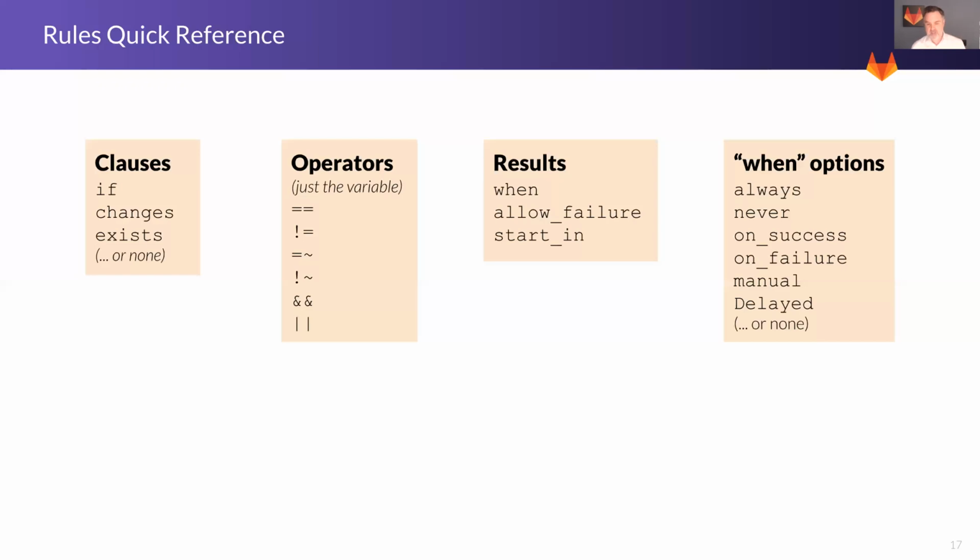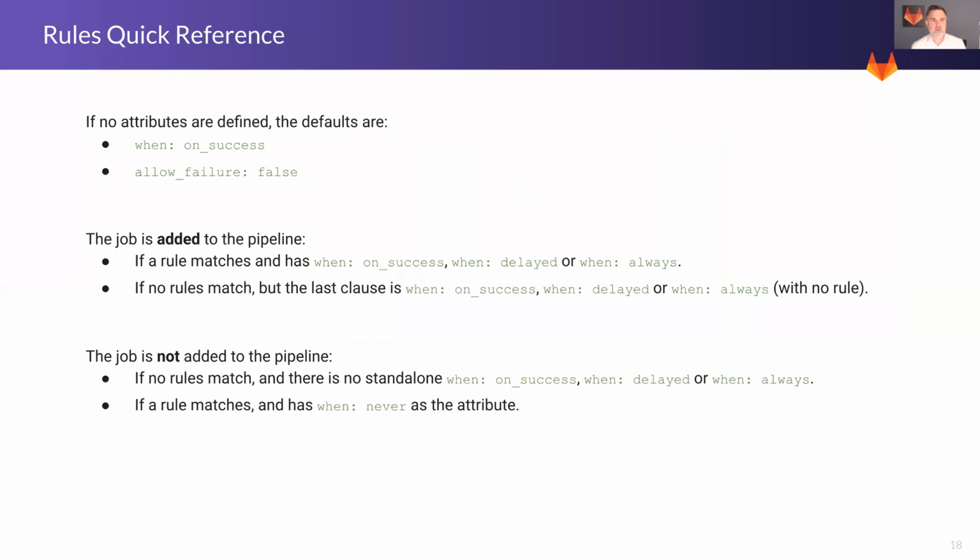It's really important to understand the defaults here. They totally make sense when you know what they are. So this is a quick reference straight from the documentation, but defaults are when on success and allow failure false. So if you have just an if with no when, then that job will run in the case that if is true, as long as the previous stages have passed, as long as you're in an on success case.